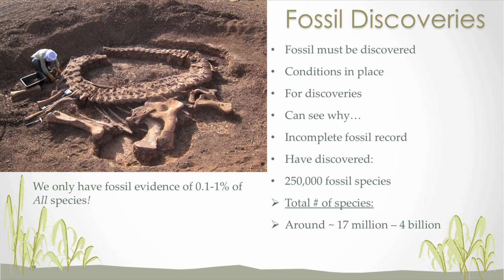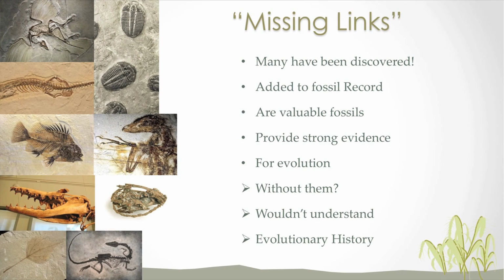The total number of species that have ever lived on Earth is estimated to be between 17 million and 4 billion. Many missing links in the evolutionary history of organisms have been discovered and added on to our fossil record. These valuable fossils provide strong evidence for the evolution of living organisms, and without them our understanding of evolutionary history would not be as good.